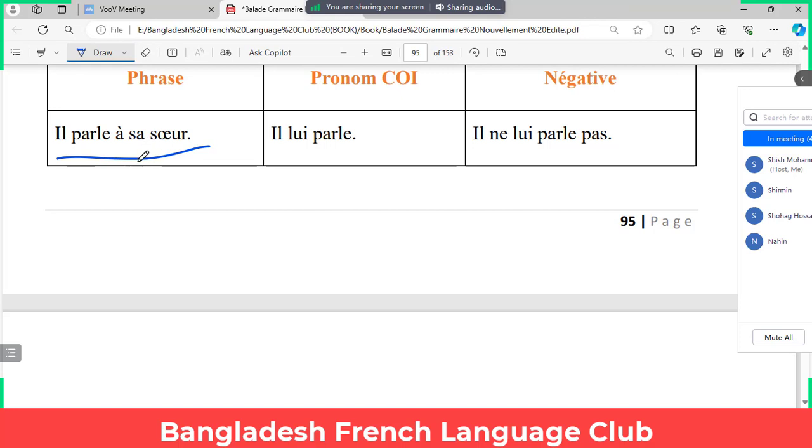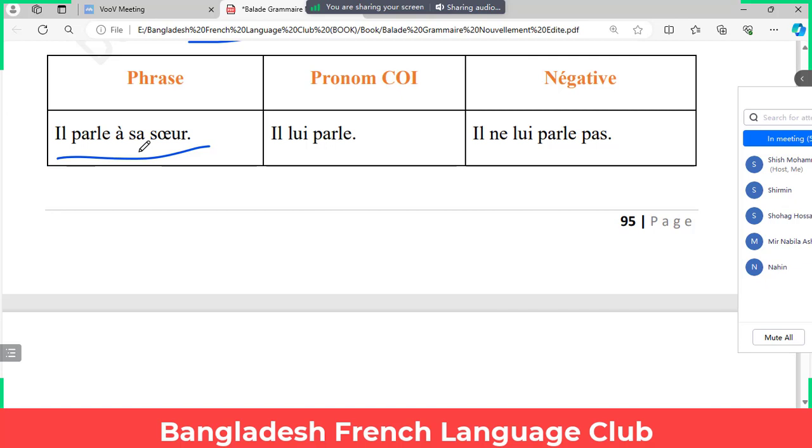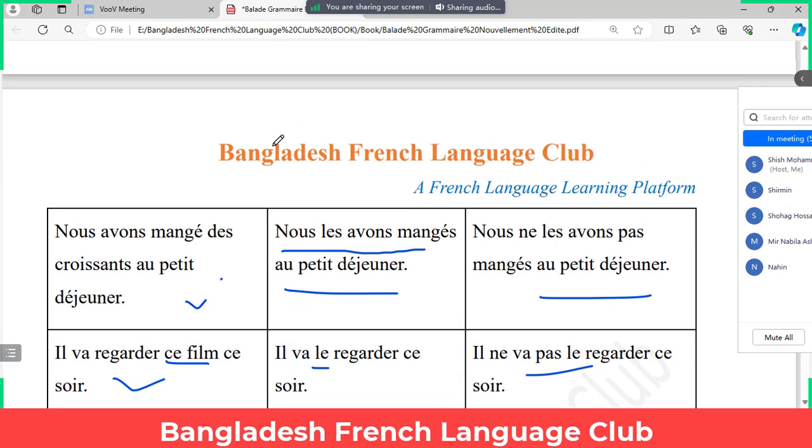So, what do you see here? There is a preposition between the verb and the object. So it is an indirect object, and sa sœur is the object of this sentence, and parler is the verb. In between we see a preposition. That's why sa sœur is an indirect object. So for the indirect object complement, how do we change it?